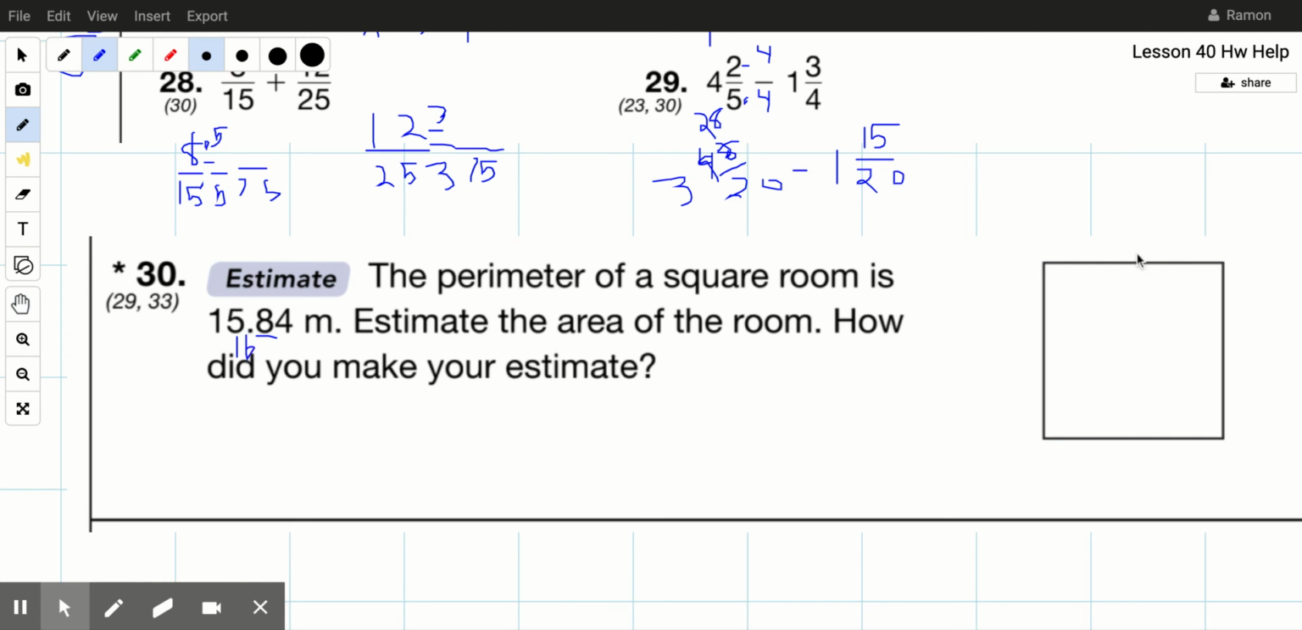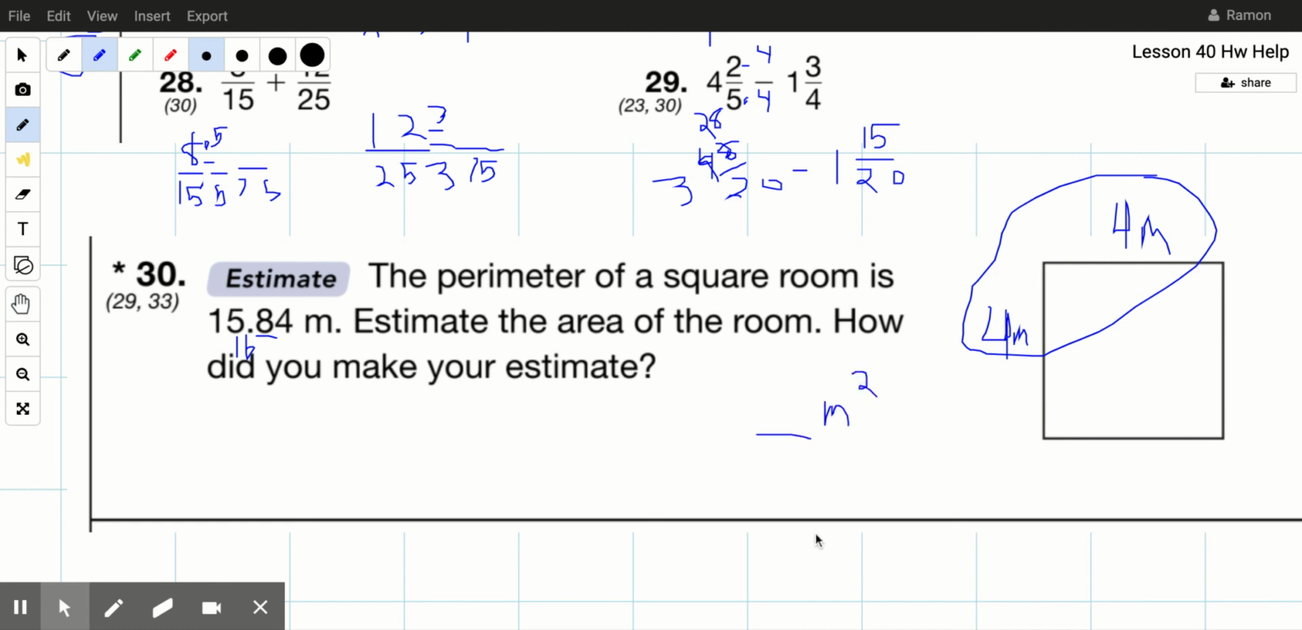So if the perimeter is 16 and it's a square, that means all the sides are equivalent. So we take 16 divided by 4, which gives us 4 meters per side. About. Again, this is an estimate. So what's left to do? Well, what's left to do is just find the area. We find the area when we're multiplying the side times the side, and that's going to give us meters squared.